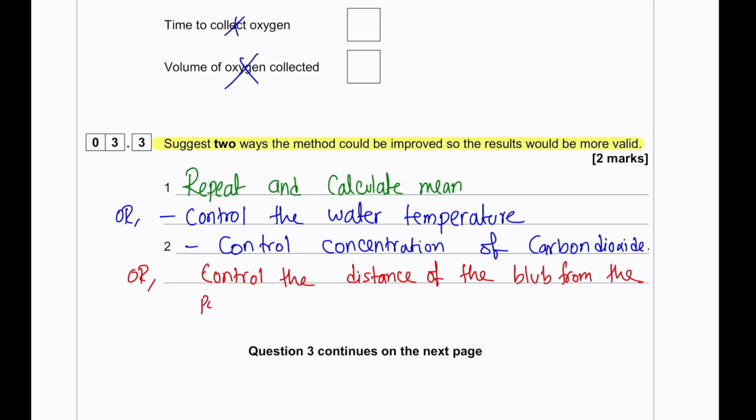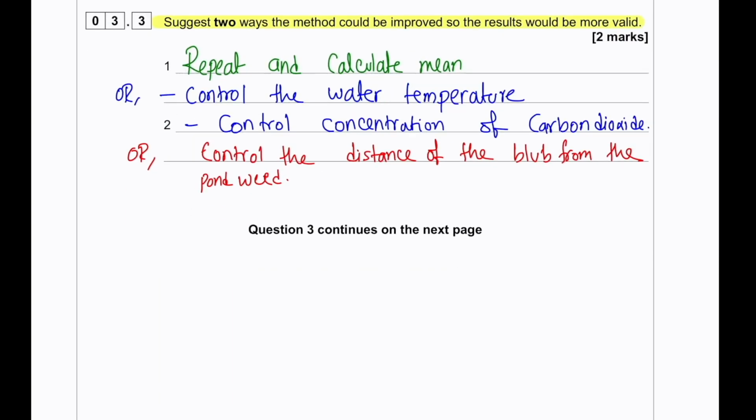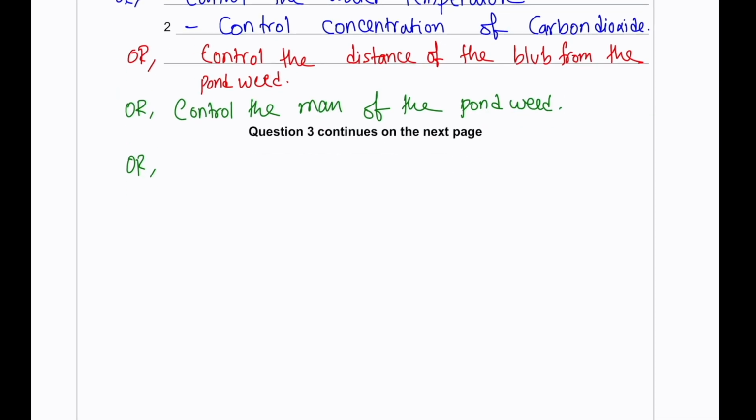And then give the pondweed enough amount of time to equilibrate before actually performing the experiment, because once we bring in a particular light, a pondweed needs to do certain processes within itself before it can start to do photosynthesis by using that particular light. So give it enough amount of time to acclimatize.